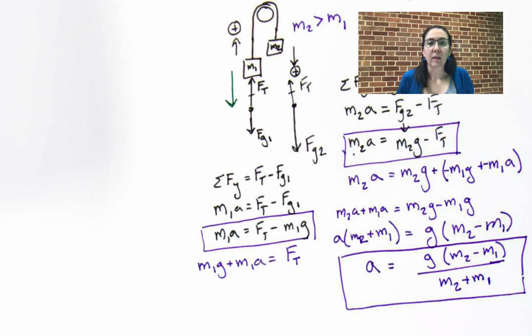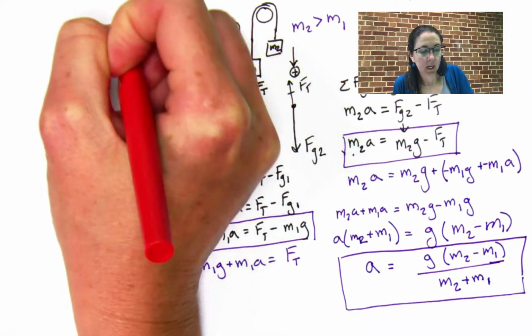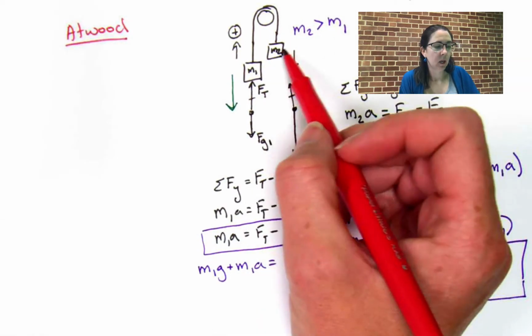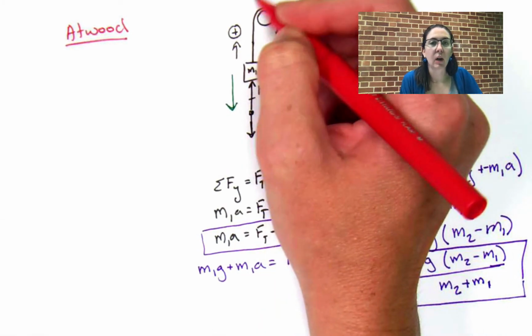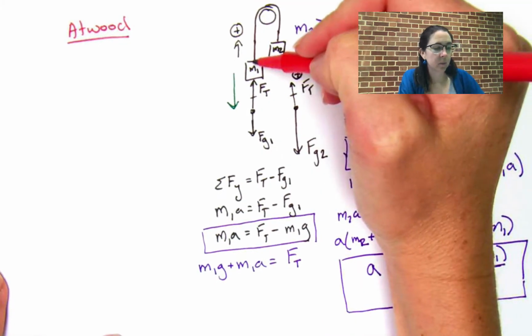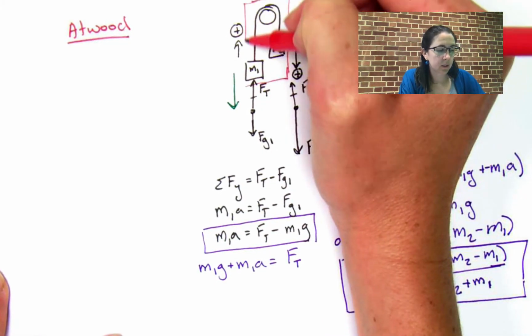We can think of this Atwood machine as an entire system instead of two separate bodies. These two masses act as one object. And so when these two masses act as one object, there are internal forces and there are external forces. That force of tension is going to be your internal force, because that's inside of our object, of our system.